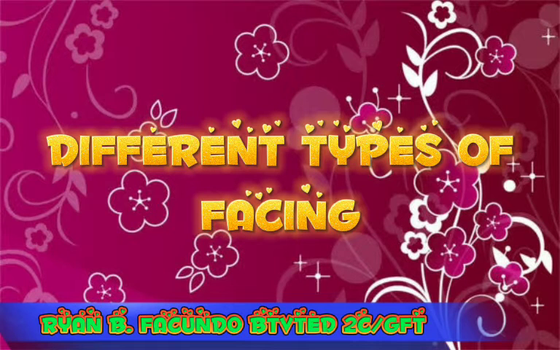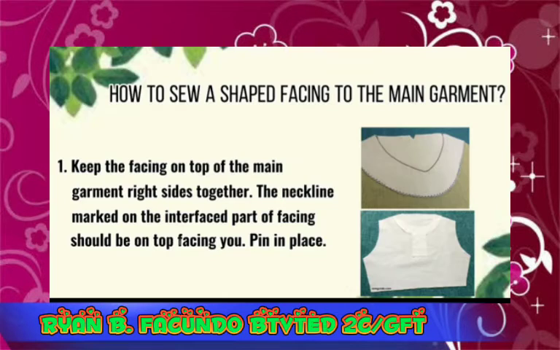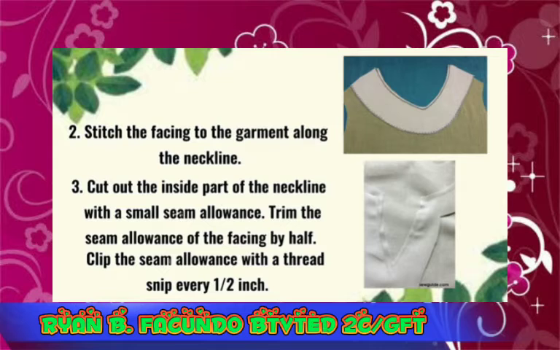Different types of facing. How to sew a shape facing to the main garment. First, keep the facing on the top of the main garment, right sides together. The neckline mark on the interfaced part of the facing should be on top, facing you. Pin in place.